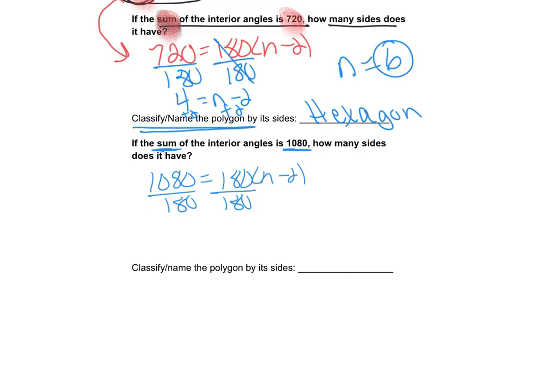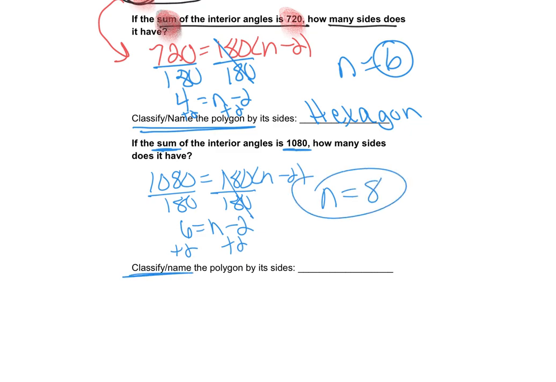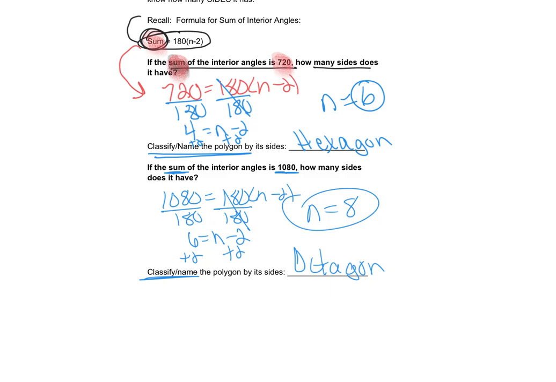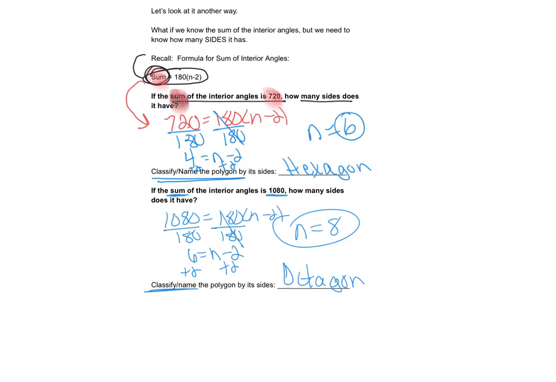Okay, and when we divide by 180, 1080 divided by 180 is 6. These 180s over here cancel, and we have n minus 2. When we add 2 to both sides, we get n equals 8. So it has 8 sides. If we were going to classify an 8-sided figure, we would call it an octagon. Okay, so that's if it gives you the sum and it asks how many sides. This lesson is going to have a couple of different formulas that we're going to have to make sure we know how to use differently in different situations today.